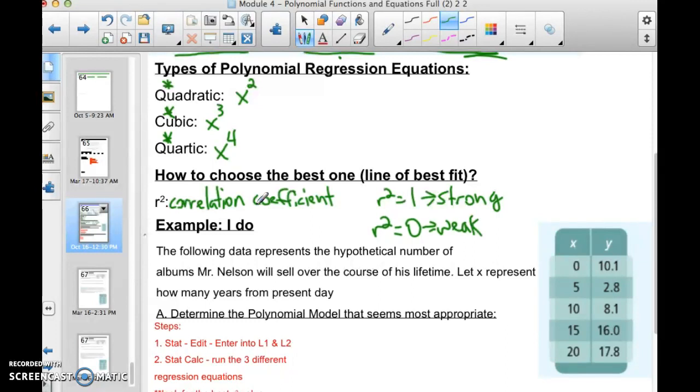So, for example, 0.9996 would be a strong correlation coefficient because that's very close to 1. And then over here, 0.0024 would be a very weak correlation coefficient because it's closer to 0. All right, so just keep that in mind as you're working through your calculator and you're checking your R squared values, your correlation coefficient. Closer to 1 is what we're looking for. And that's going to determine which one of these three, quadratic, cubic, or quartic regression equations, to use for the given data that you're working with.